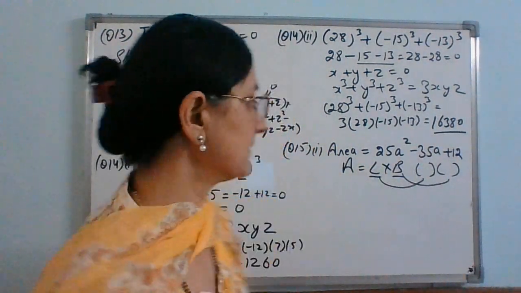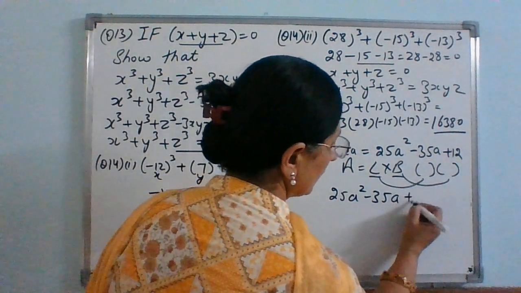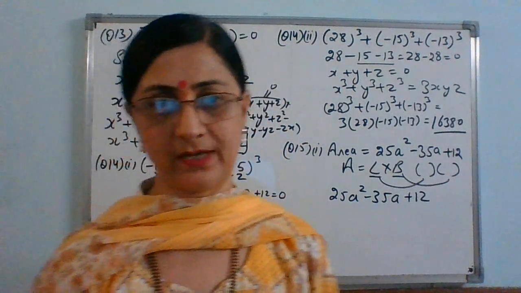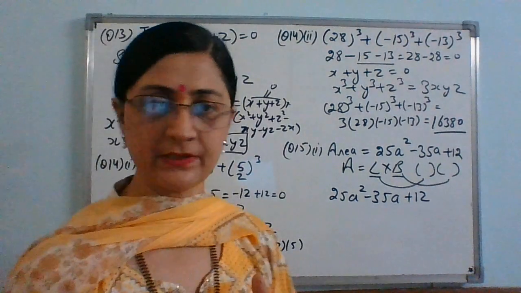So we need to factorize this. Here it is a quadratic. How do we solve the quadratic? How do we factorize quadratic equations? By splitting the middle term. I've already explained this in my previous videos, right?